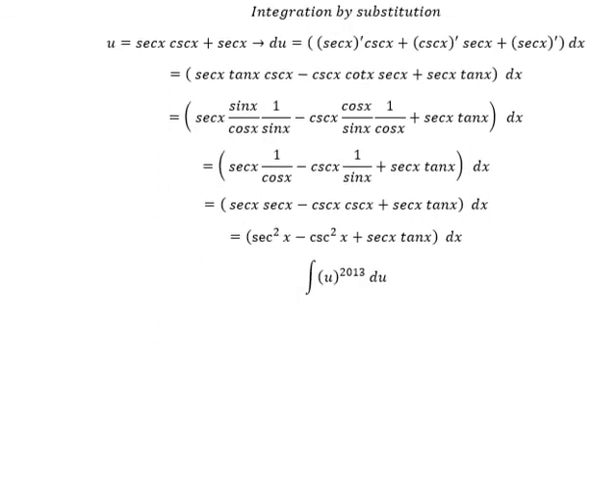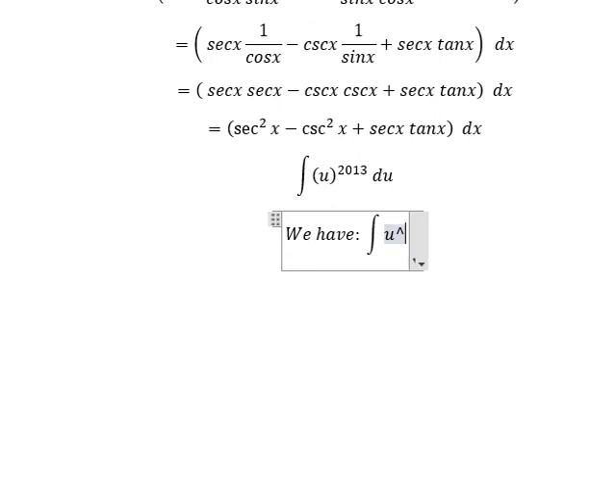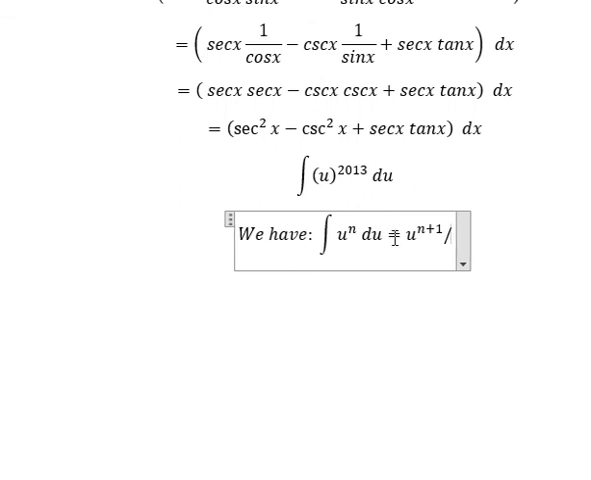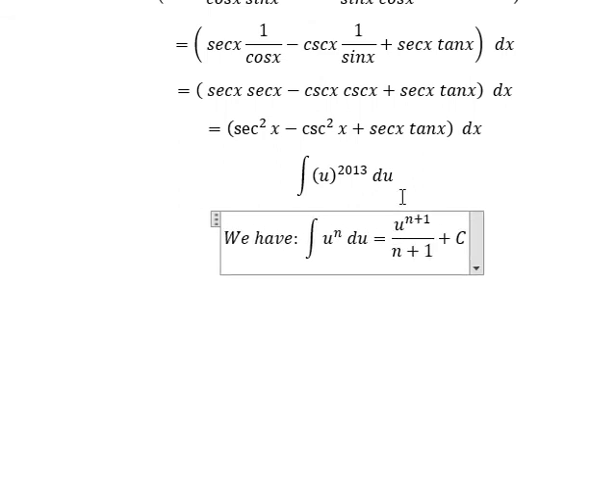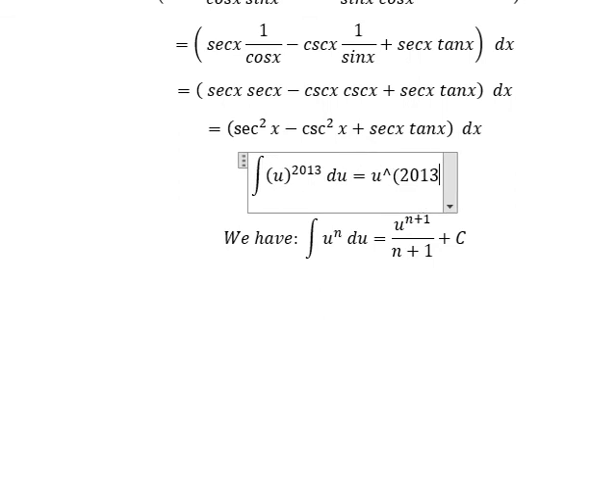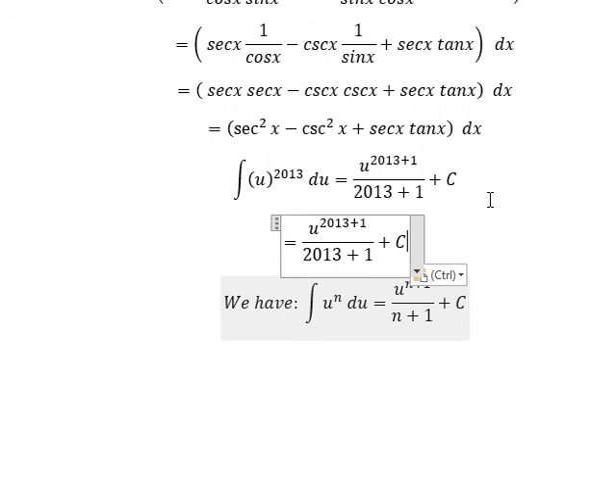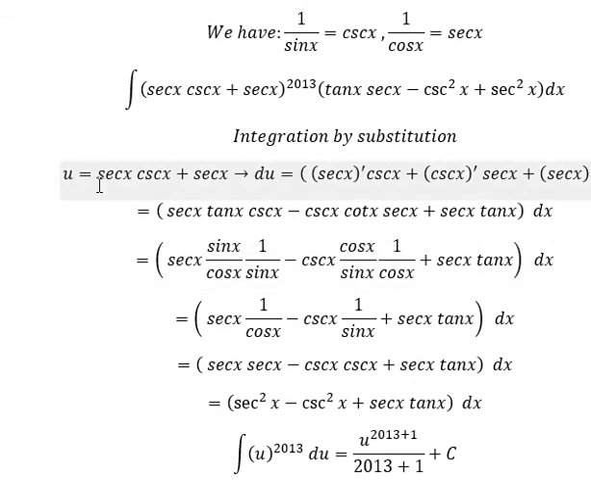And now we have the formula in here. So this one we have u to the power of 2013 plus 1 over 2013 plus 1, and I will put c. So this one we have 2014, about u, that is about this one.